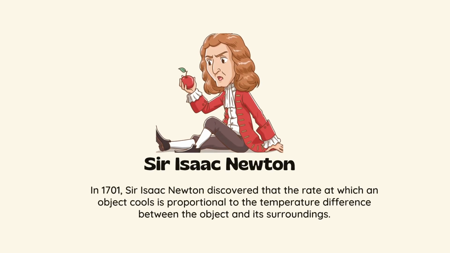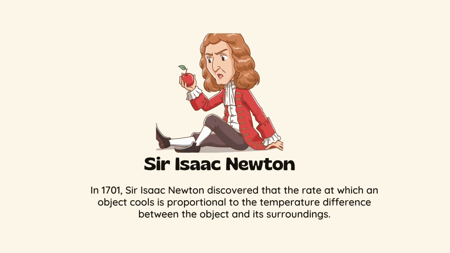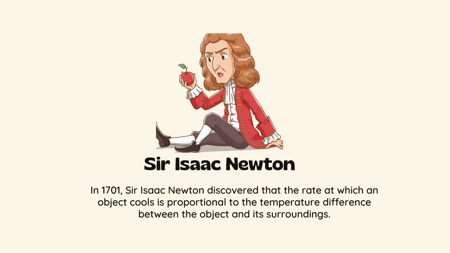First, let's take a quick trip back in time. In 1701, Sir Isaac Newton discovered that the rate at which an object cools is proportional to the temperature difference between the object and its surrounding. This means that if you have a hot object in a cooler environment, it will cool down faster than if it were in a warmer one.